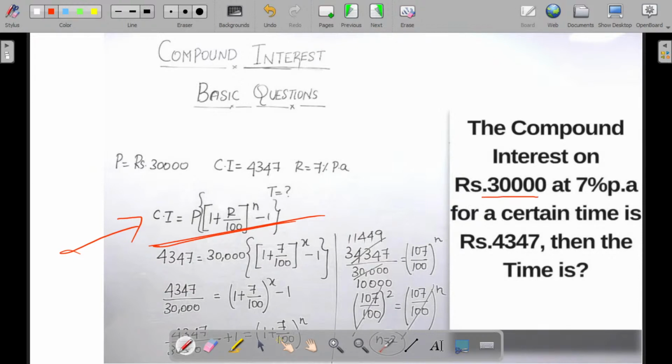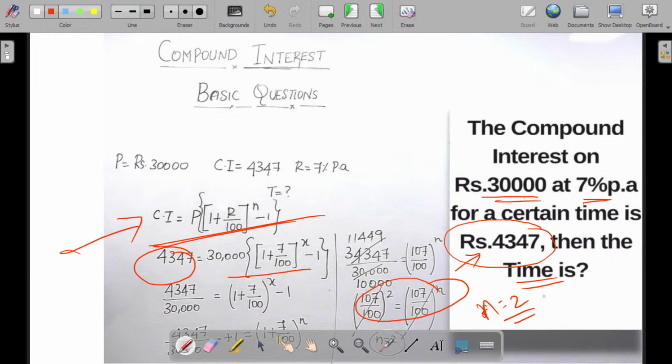Here they have given the principal, 30,000, at 7% per annum, with a certain time. The compound interest on this principal they have given as 4,347, with the rate of interest and all. So you can calculate the time, the duration. That is 2 years. You can just note down the problem and solve it.